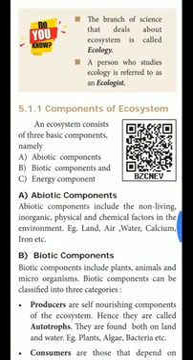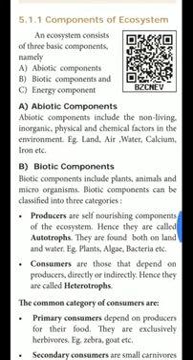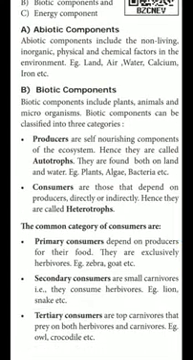Next one, biotic components. What do you know about this biotic component? Biotic components include plants, animals and microorganisms. The living organisms are called biotic components. Again, this biotic component is classified into three categories: producers, consumers and decomposers.